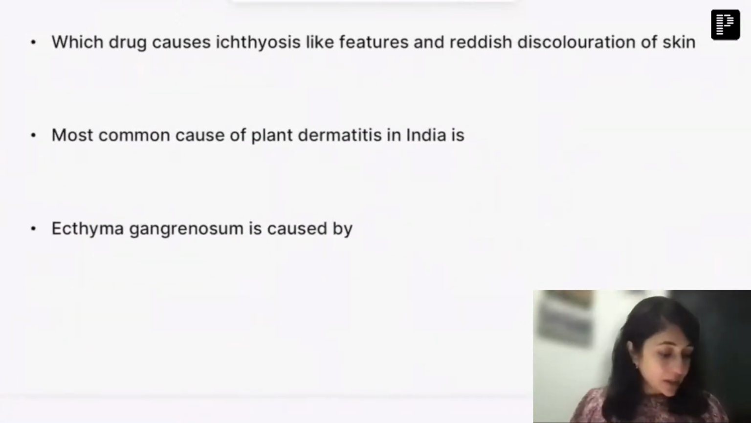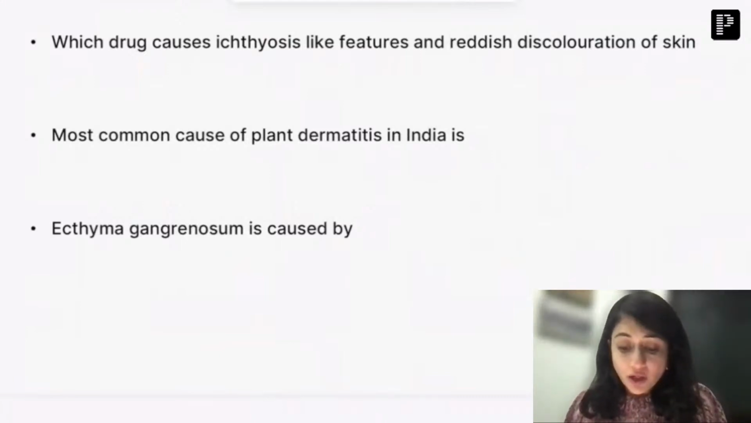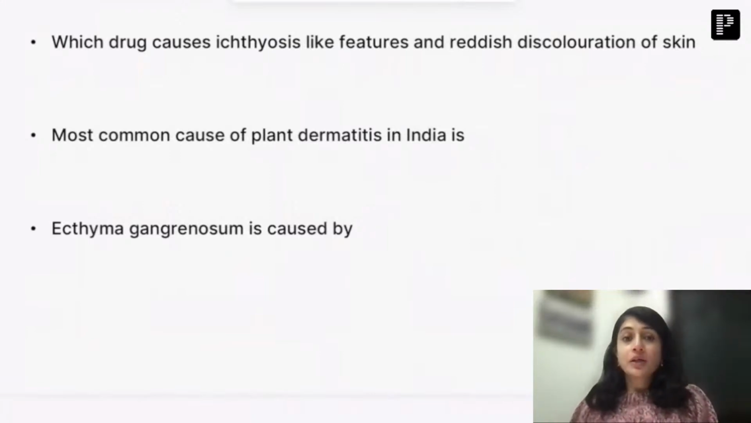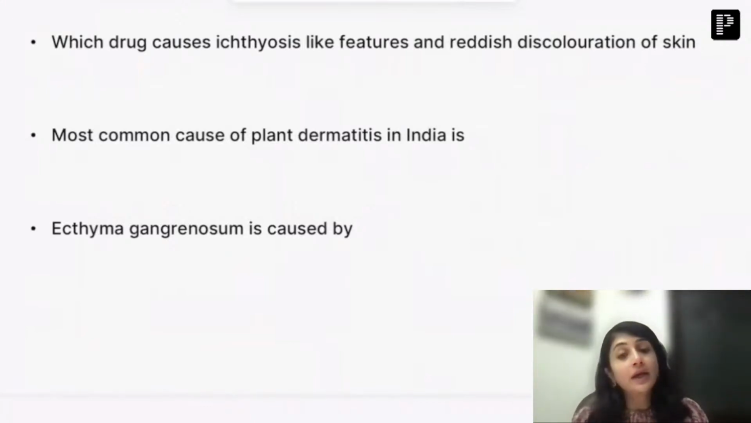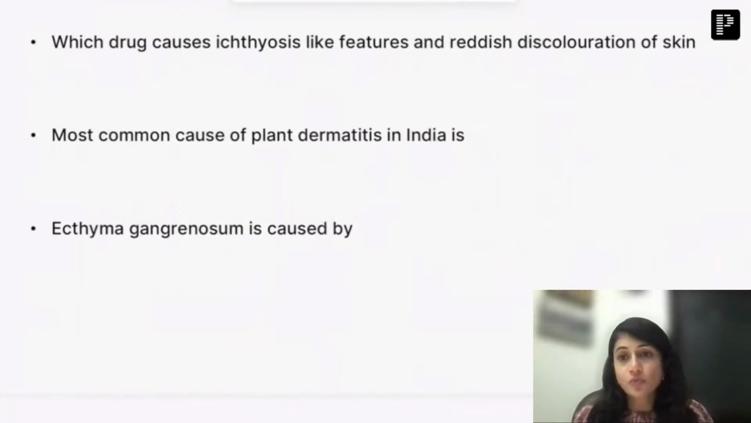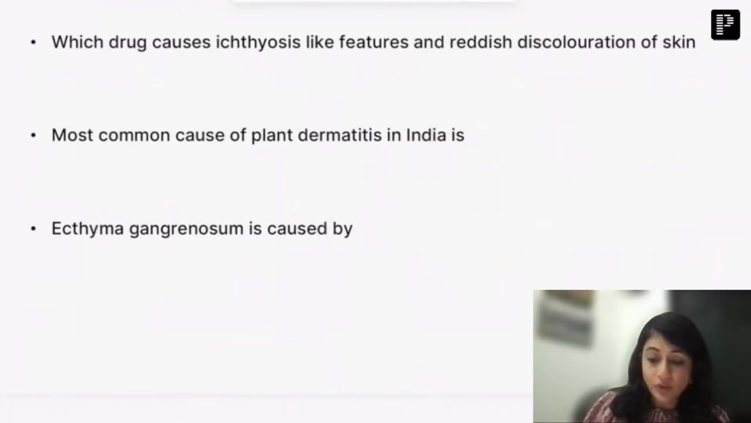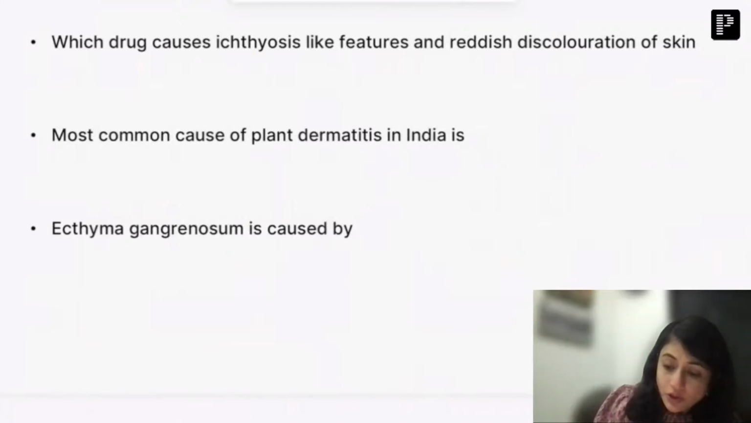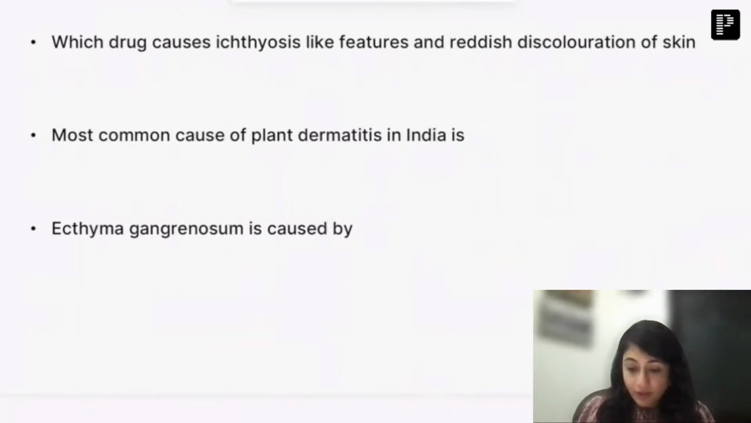Quickly answer these next three questions. Which drug causes ichthyosis-like features and reddish discoloration of skin? So with which drug can you see ichthyosis as well as reddish discoloration of skin? Most common cause of plant dermatitis in India and ecthyma gangrenosum is caused by. We have to be quick so that we can cover most of the questions. Good. So this is clofazimine, quite clear with everyone.